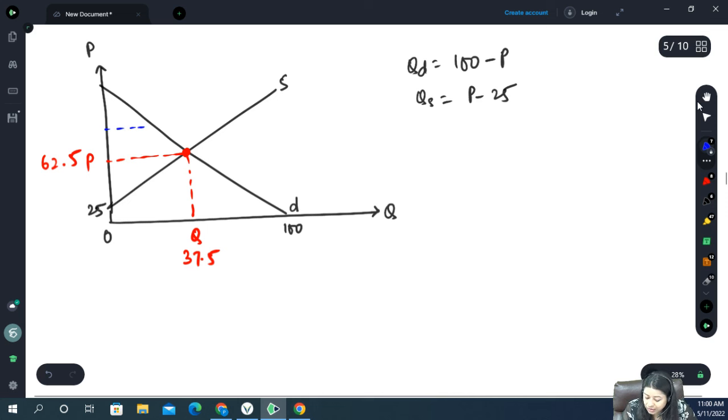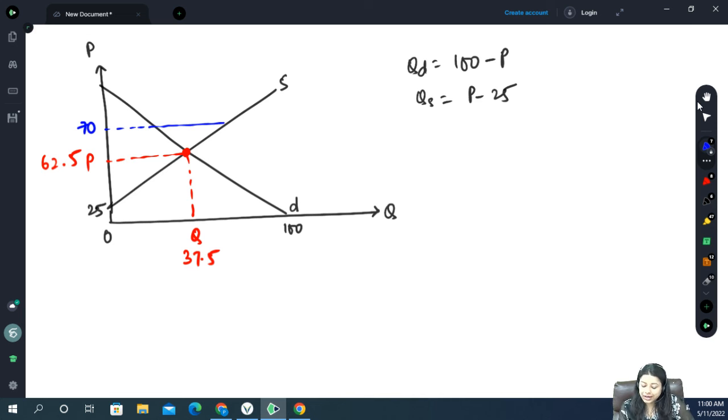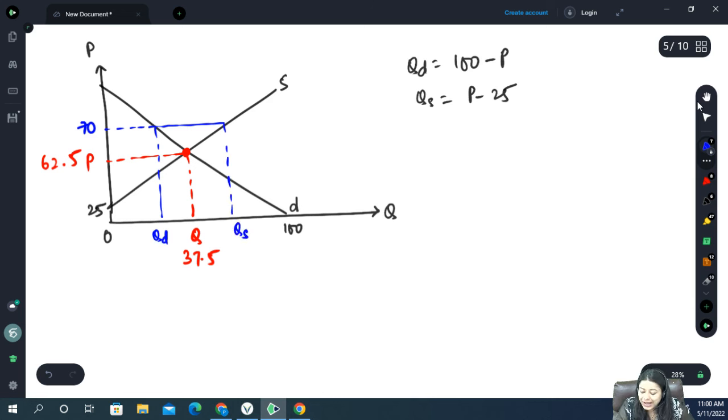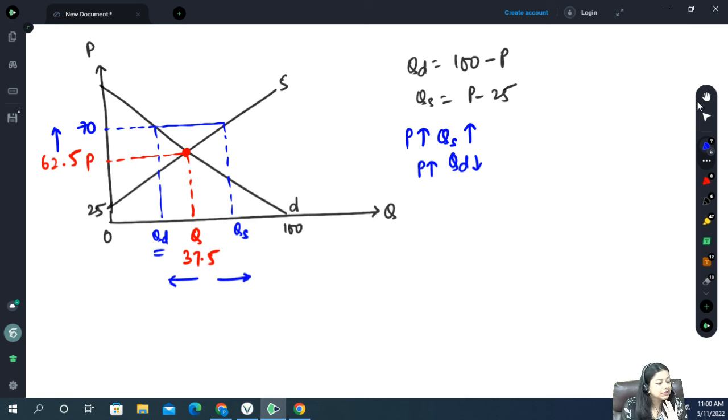Now what if your price in the market is currently here, which is 70, for example. So in this case, this will be the quantity demanded, and this will be your quantity supplied at 70. So now, as the price increases from 62 to 70, quantity supplied increases, but quantity demanded decreases. Clear? So here, quantity demanded has decreased and quantity supplied has increased. Is this clear? No problem.